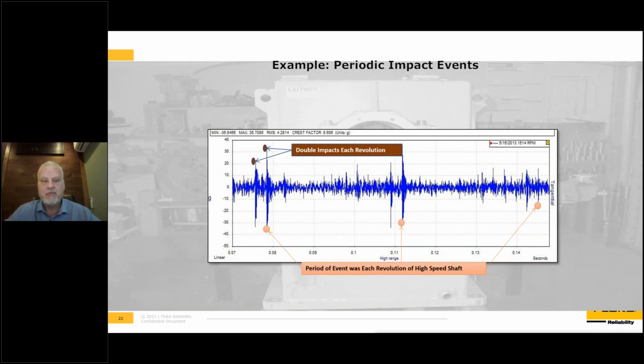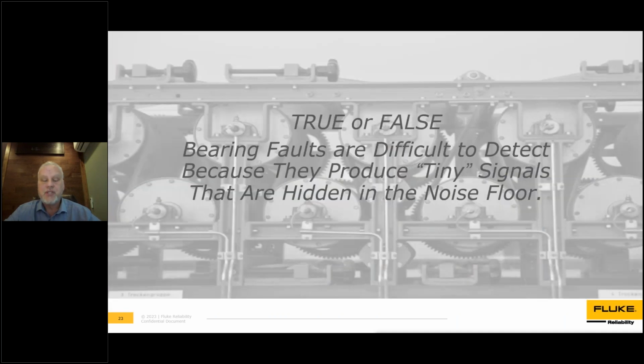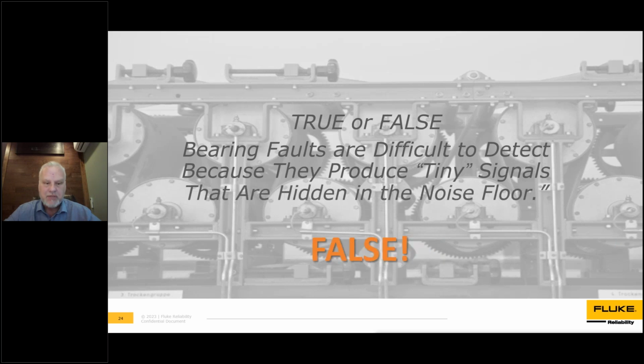So again, meaningful information is how often these impacts are happening. There's a statement that's floating around out there. I've seen it in textbooks, and it's basically that bearing faults are difficult to detect because they produce tiny signals that are hidden in the noise floor. Our experience is that this is completely false. This is a falsehood. This is not really why we're having problems detecting these signals.